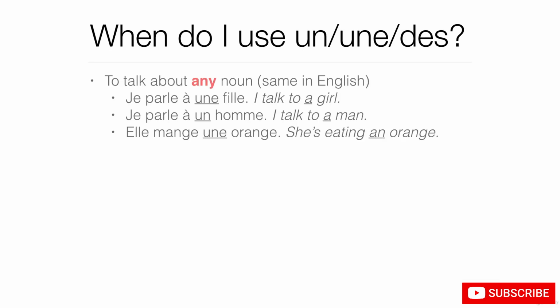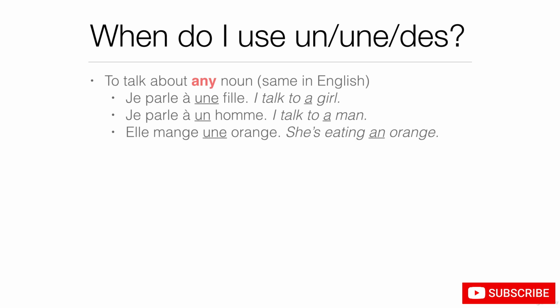Okay, so when do you use un, une, des? You use them to talk about any noun in a non-specific sense. I'll explain this a little bit more. We have je parle à une fille, so I talk to a girl, just as we would in English. Je parle à un homme, I talk to a man, again very general. Elle mange une orange, she's eating an orange, again very general. In English we would say "a", so French is used the exact same way as we do in English with the "a".